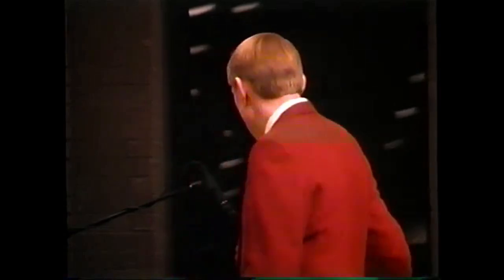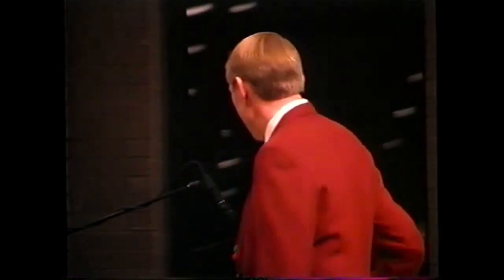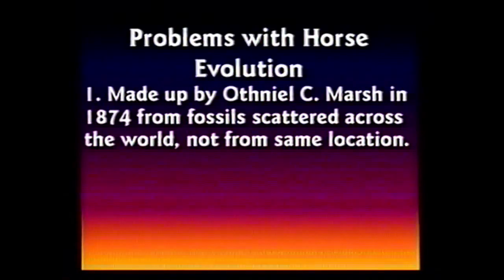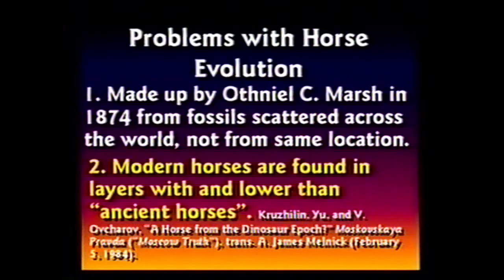50 years ago, it was proven the horse evolution is not true, but it's still in textbooks today used in your town. I know it takes a while to get textbooks up to date, but 50 years is plenty of time. Cut that page out of the book. We'll give you some ideas later, practical ways to fix this, but the horse evolution was made up by Othniel Marsh back in 1874. He picked animals from all over the world. He didn't find them in that order anyplace. Modern horses are found with and lower than the so-called ancient horses. So it's a moot point.